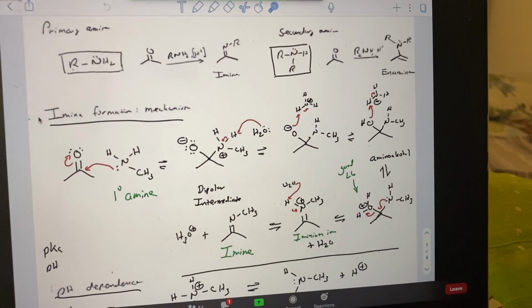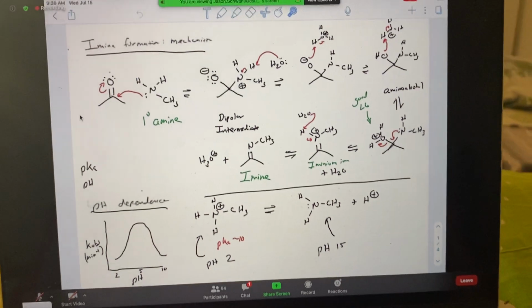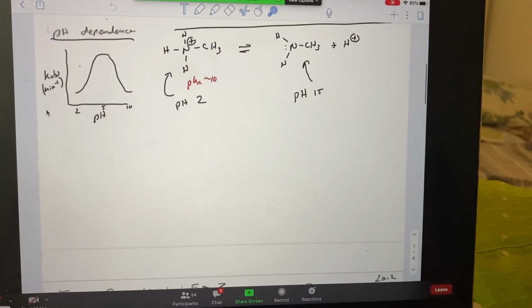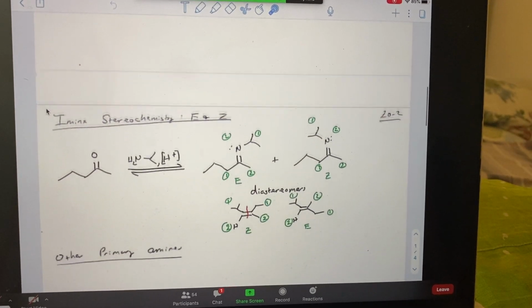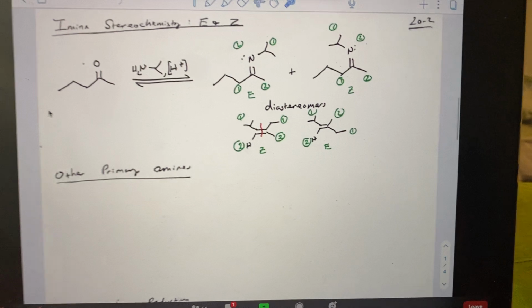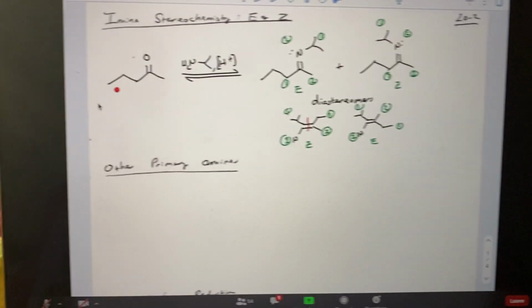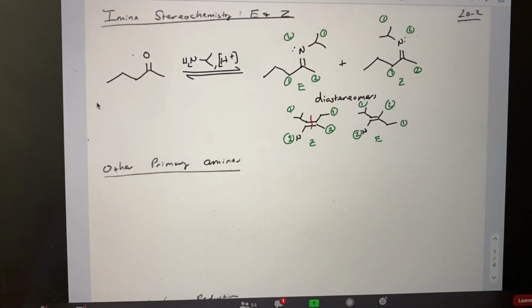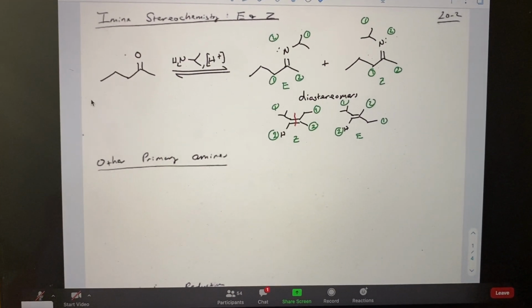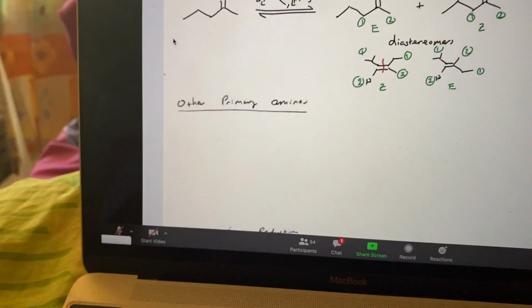And we went through the structures for the mechanism for imine formation. We had this discussion about the pH dependence of the reaction. And then we mentioned in the end about how if you can form stereoisomers, indeed you will. So if you have two different R groups on your ketone or aldehyde here, you'll notice that with your nitrogen nucleophile, this primary amine, we can form either the E or the Z structure.